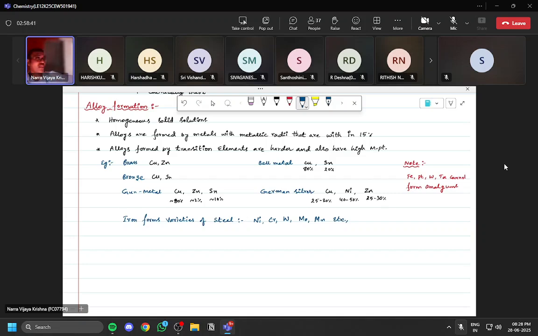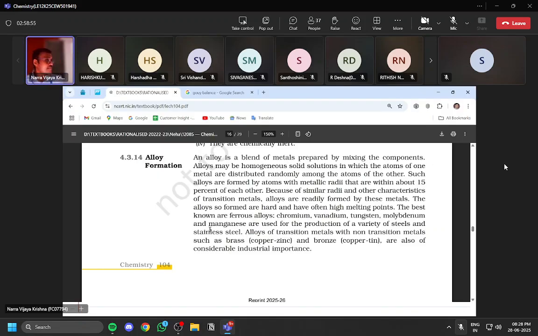So we are not bothered about alloys now. In the metallurgy chapter, we will write those alloys again. There we will see the list of alloys, right? Alloy formation is over, right? Why we discussed only these things is because only those things are mentioned here. The remaining we need not discuss. Next.